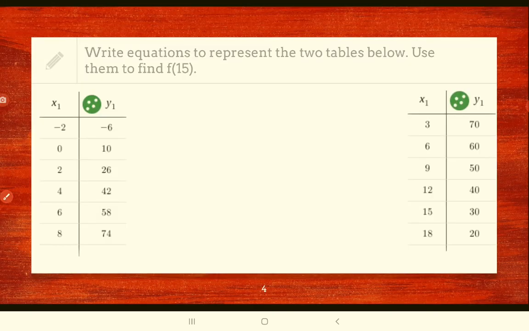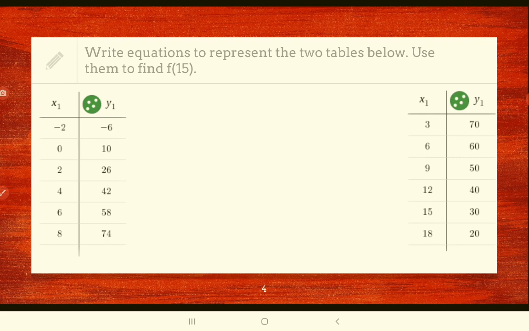Okay. All right. So our next example says this. And our last example says, write equations to represent the two tables below. Use them to find f of 15. Okay, so one last way that you often see linear functions in the real world is when you're dealing with data. So if you ever do any type of experiment, one of the things that you may want to do is to try to model it with some type of equation.